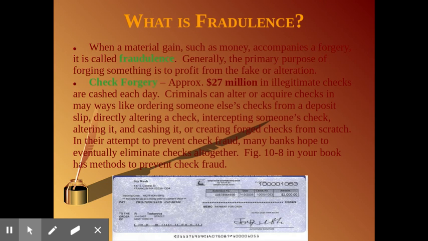Check forgery. There are approximately $27 million in illegitimate checks cashed each day. Some of them get pretty creative. You saw the story in the book where the guy overpaid his tax registration for his car, I think it was, by like $1.65, and they wrote him a check back, and he altered that check to make it like 1.6 million and cashed it. So yeah, again, he got caught.